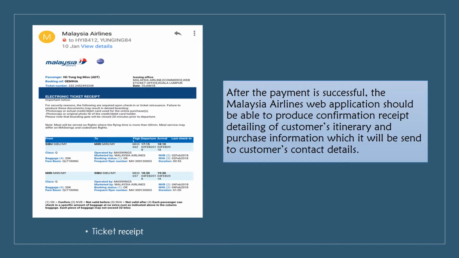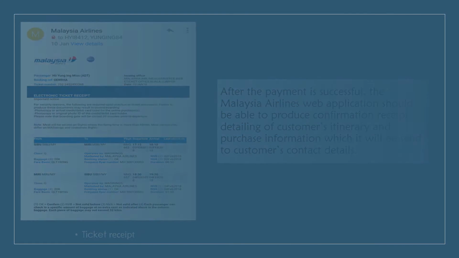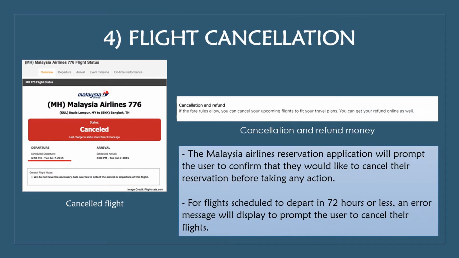After the payment is successful, the masked flight application should be able to produce confirmation receipt detailing customer itinerary and purchase information, which will be sent to customer's contact detail. Fourth, flight cancellation. The Malaysia Airlines reservation application will prompt the user to confirm that they would like to cancel the reservation before taking any action. For flights scheduled to depart in 72 hours or less, an error message will be displayed to prompt the user to cancel their flight.